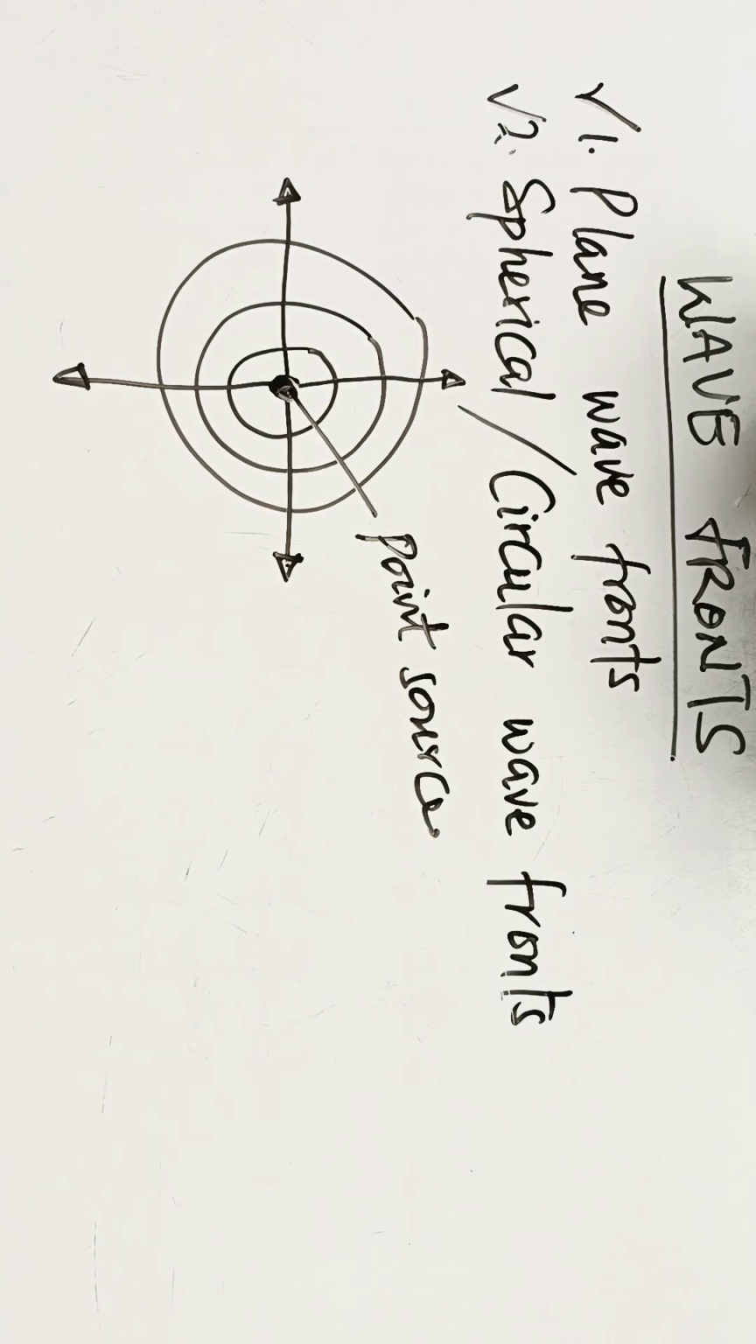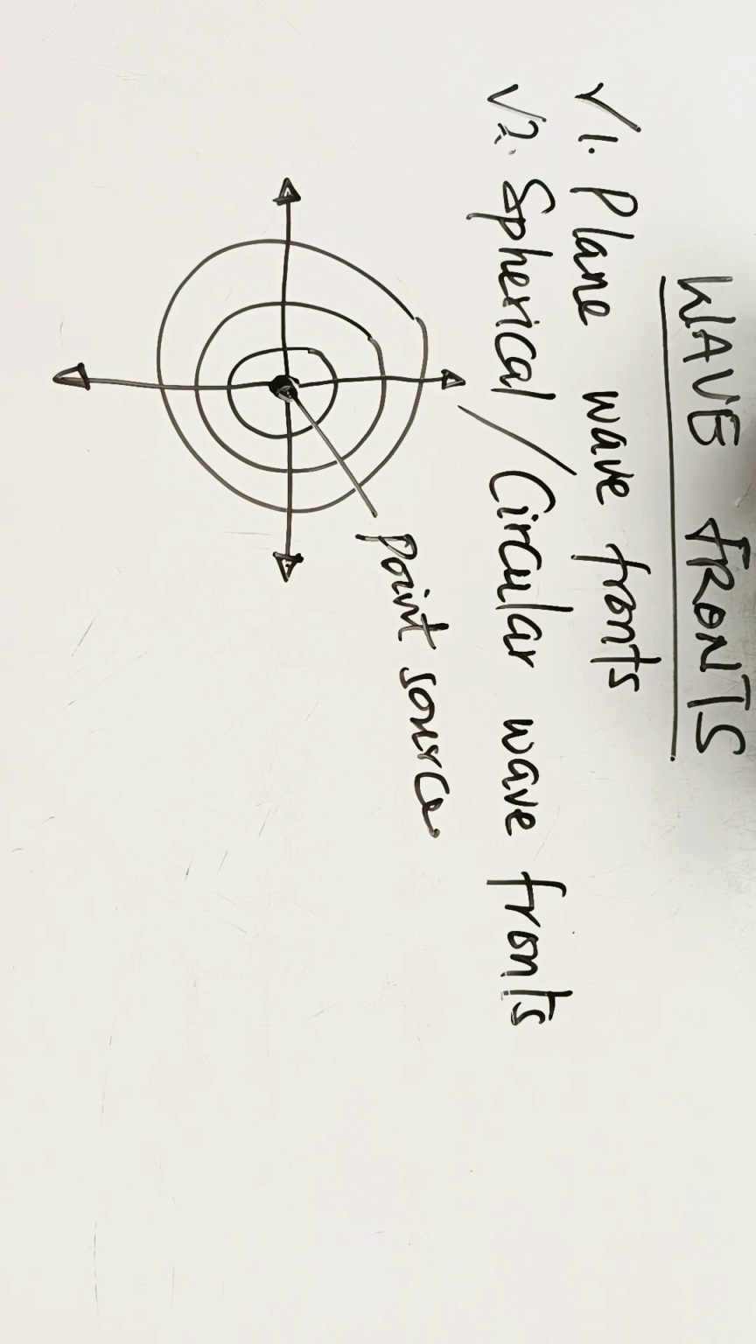Note that with the plane wavefront, we were dealing with a line source. Now with the circular or spherical wavefront, we are dealing with a point source. So let's assume that there's a point source, and this point source is periodic. So a circular or spherical wave is produced as it consists of a succession of circular wavefronts.